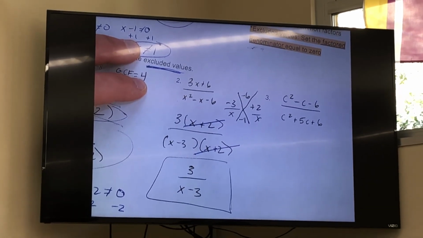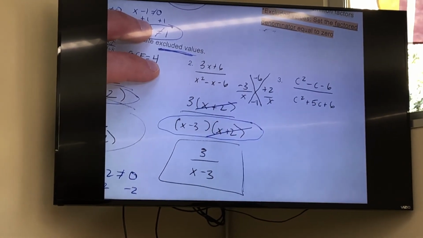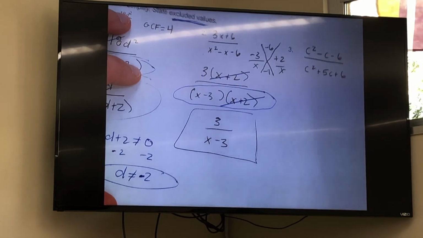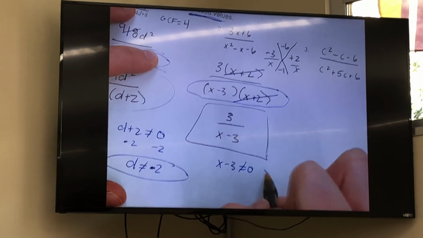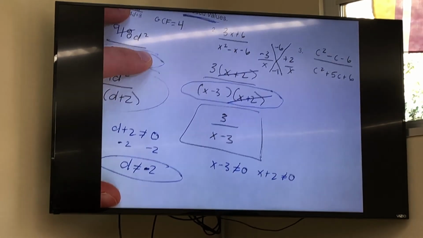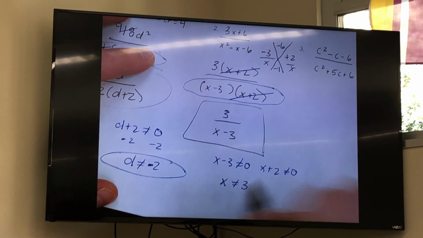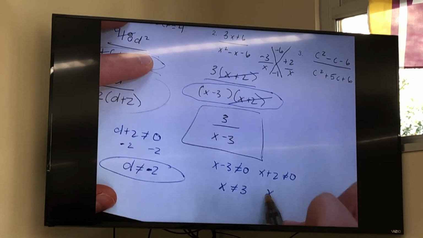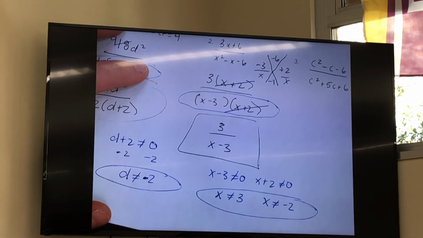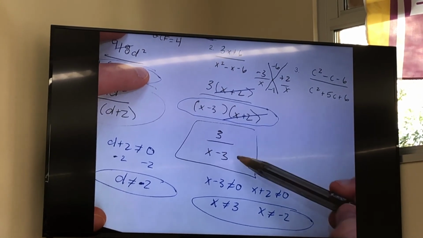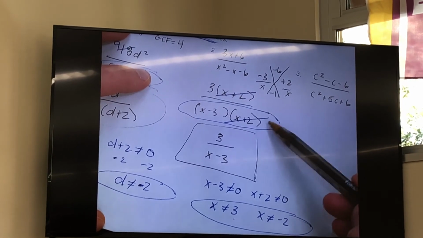Boom. Don't forget about your excluded values. Before you canceled, right here, we're going to set each of those not equal to 0. So I have x minus 3 is not equal to 0, and x plus 2 is not equal to 0. I solve. Here I would add the 3 over, so I get x does not equal 3. Here I would subtract the 2 over, so that I get x would not equal -2. So in this situation, I have 2 excluded values. And again, I need to write those because this would only be true if those were not equal to 3 and -2 to cause the bottom to be 0 there.